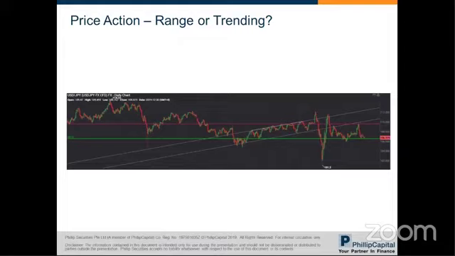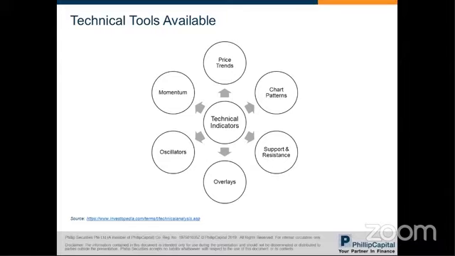So after talking about the price action, which is either range bound or trend bound, we will look into the type of technical indicators. In general, technical analysis has various tools. You can have the price trends and chart patterns that chartists look for. They also look into support and resistance when doing price charts. When you look at indicators, we usually look into overlays as well as oscillators.